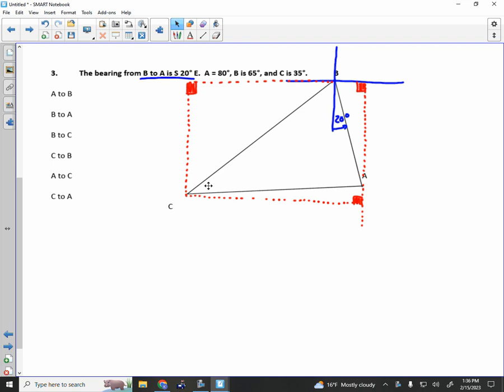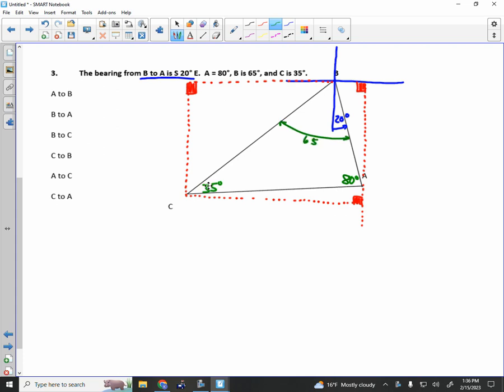Here we go. We got angle C is 35 degrees. I can put the 35 right here. And I've got angle A is 80 degrees. I'll put the 80 there. Now this next one I'm going to be careful as I draw it. But it says that angle B is 65 degrees. That means that this entire piece here is 65 degrees.